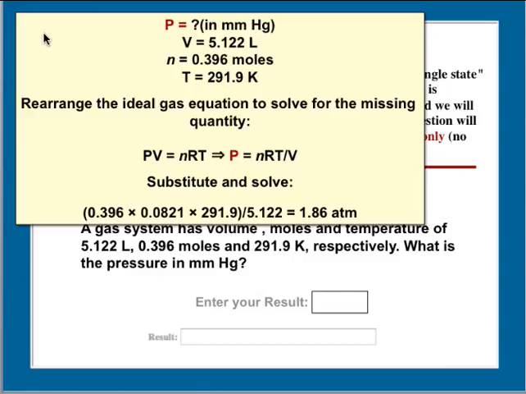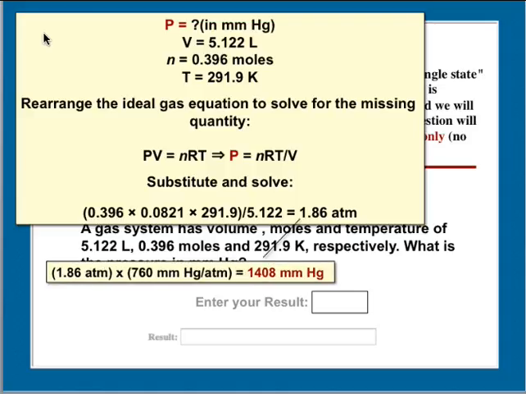Plug in our numbers, and we get 1.86 atmospheres. Quickly tell me how many millimeters that is. 1.86 multiplied by 760, 1408. I rounded it up to 1410 for 3 significant figures. In reality, on the tutorial, you wouldn't have to do that. It'll take it anyway.